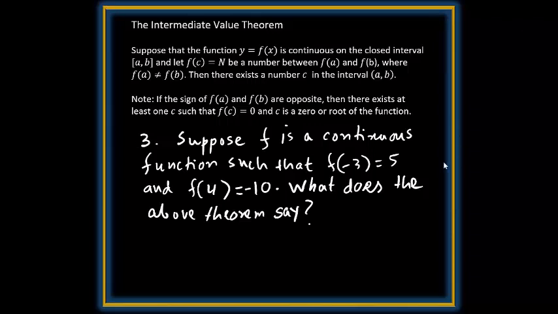So I'm going to example 3. It says, suppose f is a continuous function such that f(-3) is 5 and f(4) is -10. What does the above theorem say? So by the note we can say that we can find at least one value for c which is between -3 and 4, and we'll get at least one zero. I mean f(c) will be 0 in this case. So this is always true.